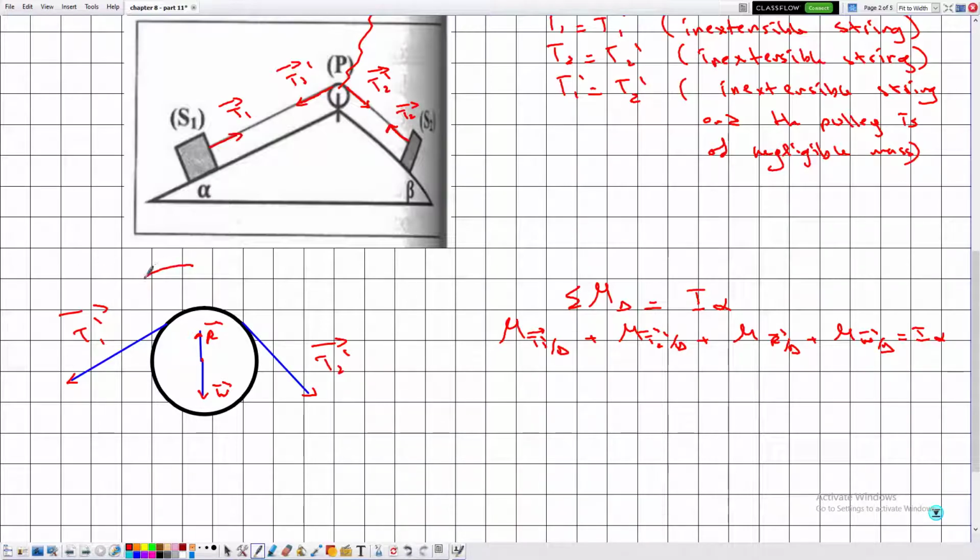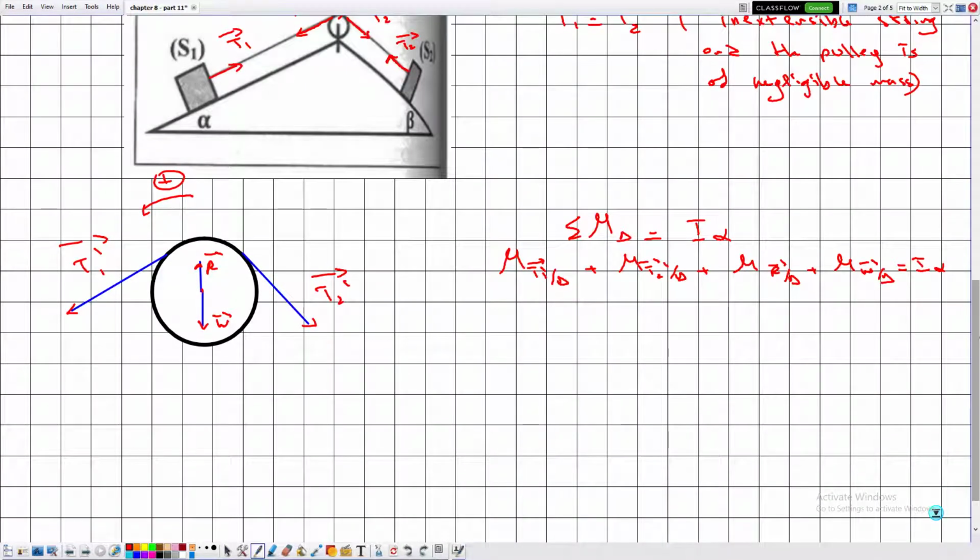And let me consider this is the positive direction of rotation. Now directly we can say that the moment of R is 0 and the moment of W is 0, because both weight and R, their line of action passes through the axis of rotation.